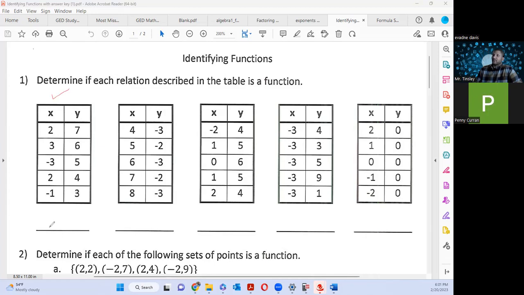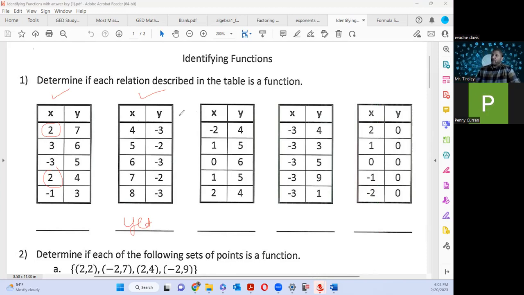Not a function. Why is it not a function? Because the two repeats. Exactly, so not a function. How about the next one? Is that a function? Yes, this is a function because for every X, there's a different Y. So remember, one of the mistakes that people make is the X's can't repeat, the Y's can.